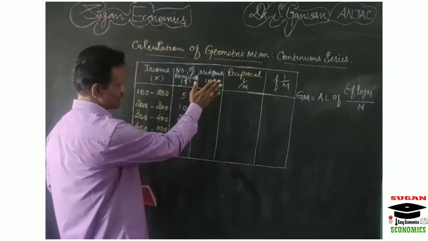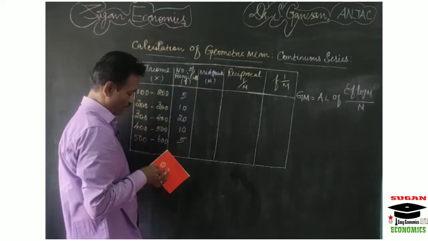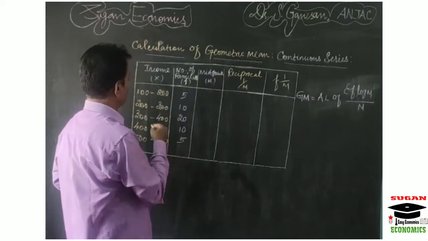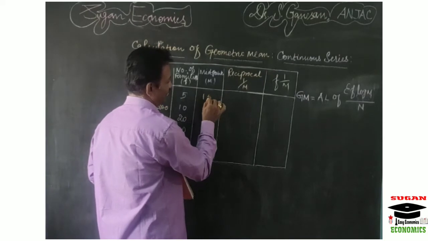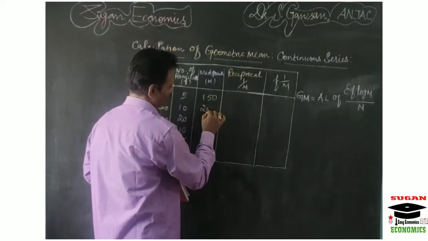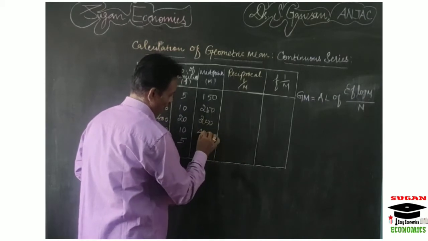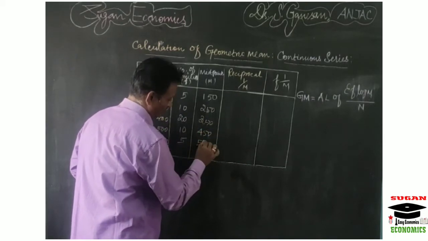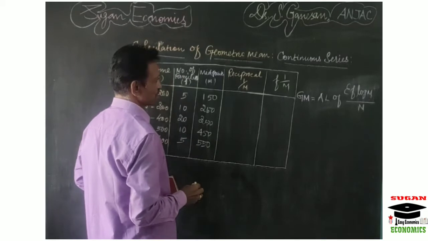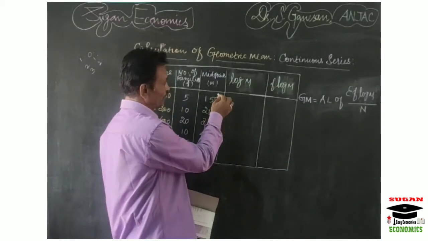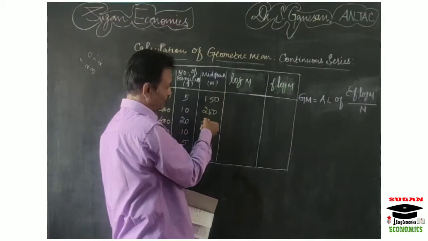So what is the first step? We have to calculate the midpoints. The midpoints are 150, 250, 350, 450, and 550. So these are the midpoints. Now we have to find the log value for the midpoints.